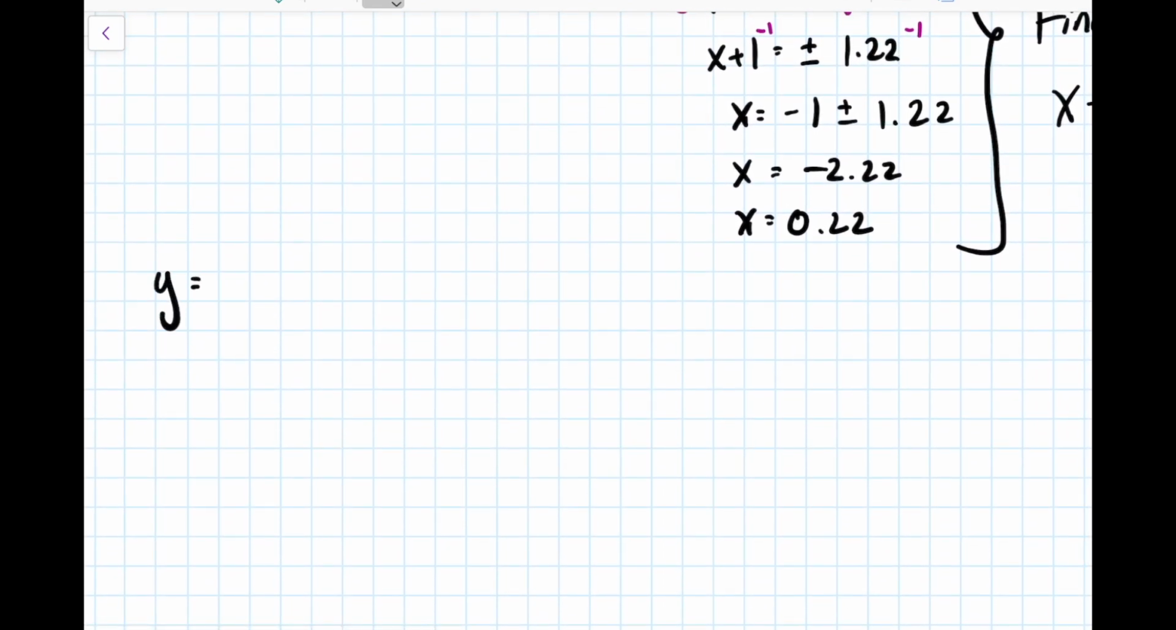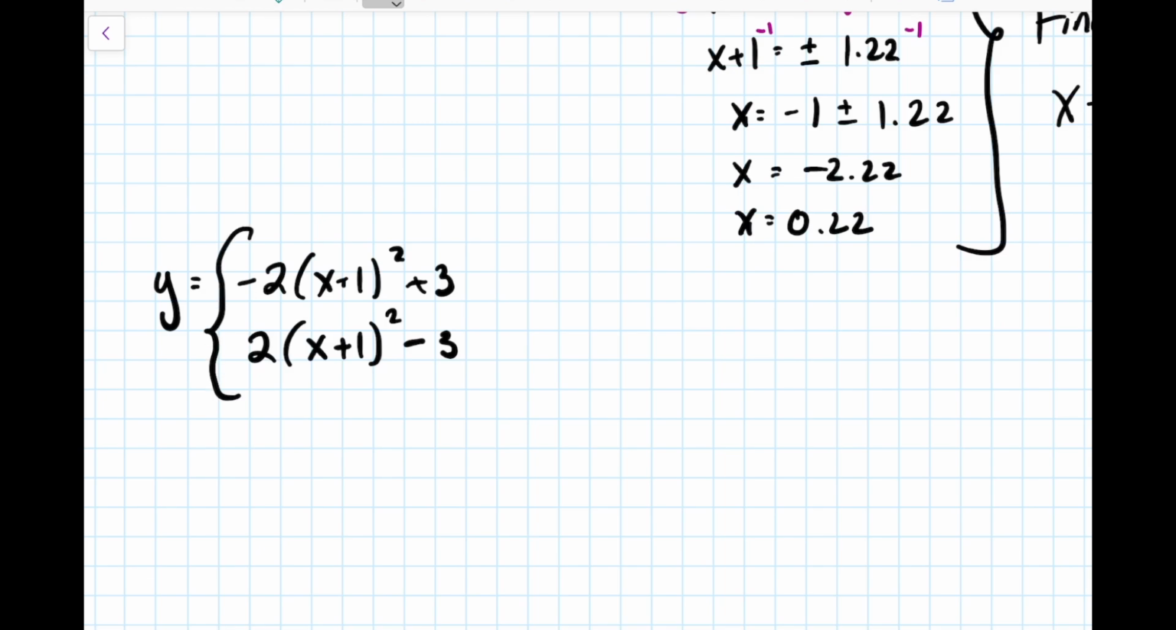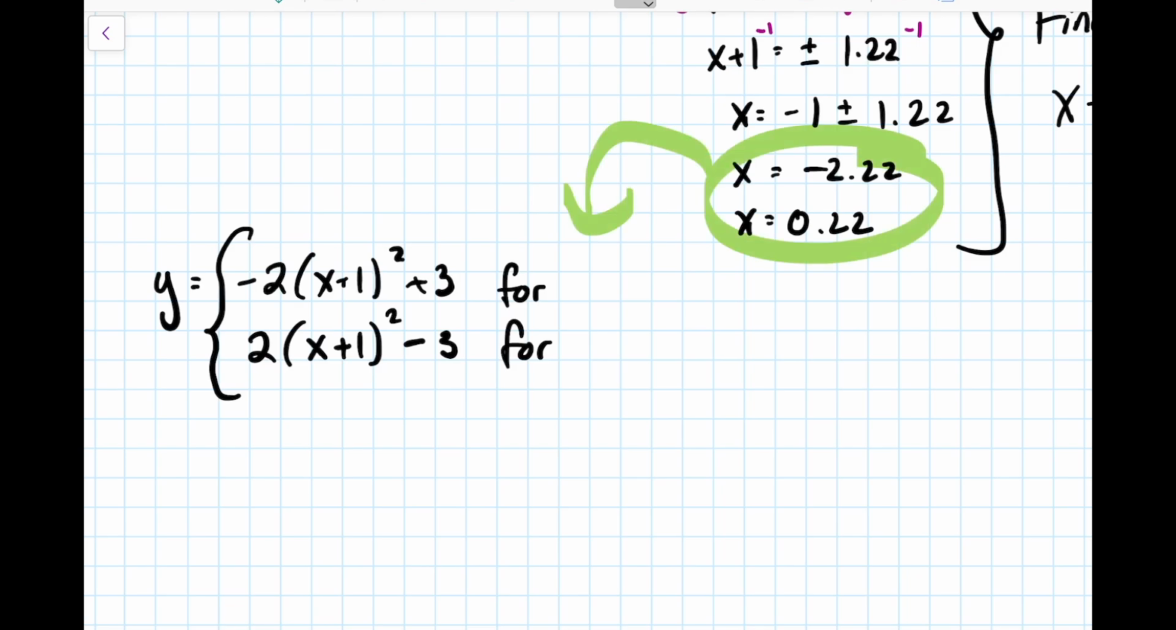We've got y equals, and so the original function was -2 times (x plus 1) squared plus 3. The flipped version of that is going to have an a value of +2. Remember, the p value doesn't change. It's still at x plus 1. And then it's going to be -3. So those are our two functions. And so now we just need to talk about the domain for these. So it's going to use these x values over here. That's why we bothered finding them.